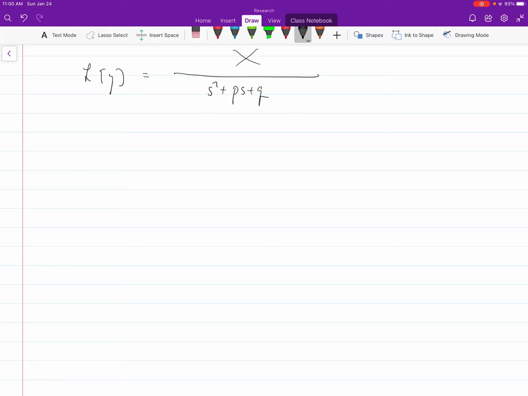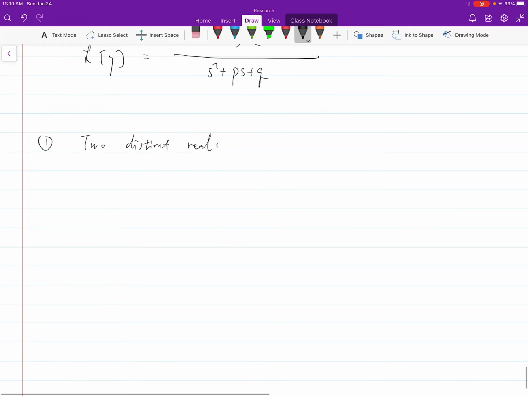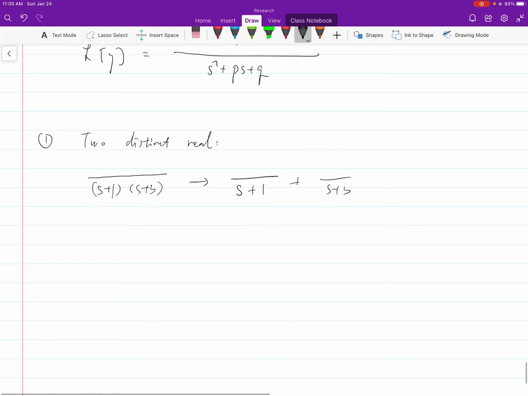So what can happen? Number one, lambda squared plus, we have two distinct real roots. That's what can happen. To give you an example, that means everything on the bottom is going to be s plus 1 and s plus 3, right? That's two distinct real. You are going to have two linear factors, and then you can further split them into 1 over s plus 1 and 1 over s plus 3 with some partial fractions. Eventually that goes to e to the negative t and e to the negative 3t. Of course it's going to happen.